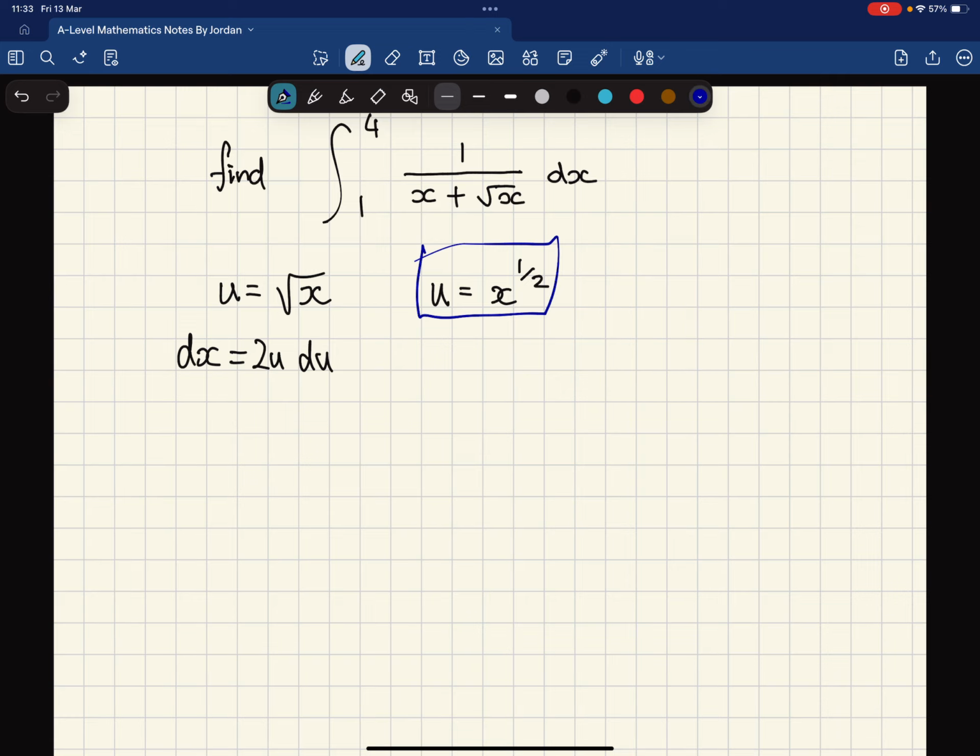So if you think u being x to the power of half, which is square root x, that's sorted that one out there. Then how would I sort out x? Well, if I square both sides of this equation, it's going to lead to u squared equal to x. So I have a substitution there for x. Remember, dx is over here, so I have dx as well. Last thing to worry about is the limits.